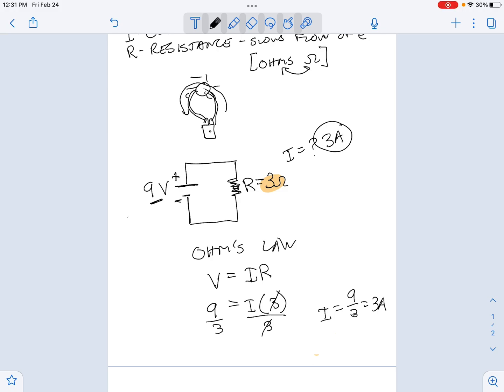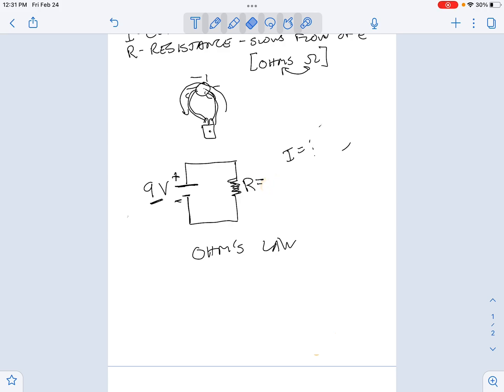Okay, let me give you a sample problem for you to try on your own. Let's say it's a 12-volt battery, and you have a resistance of 2, and you're solving for current. So pause the video and do that.